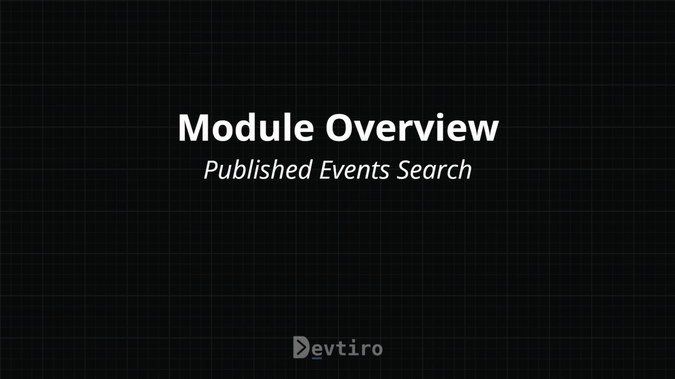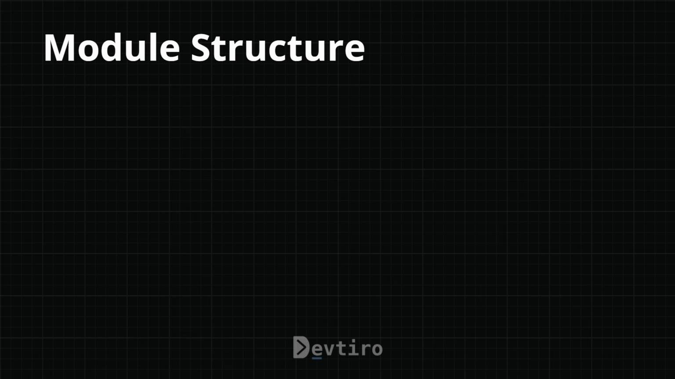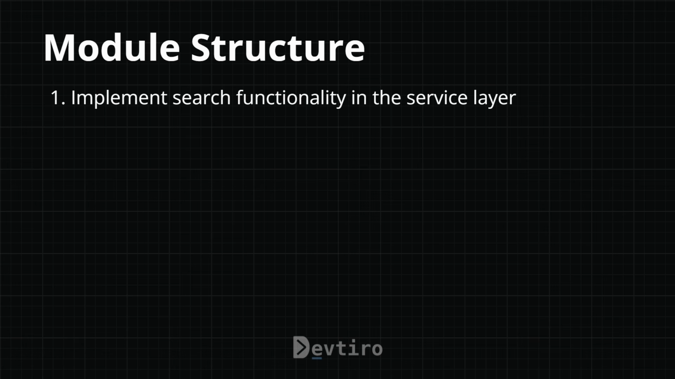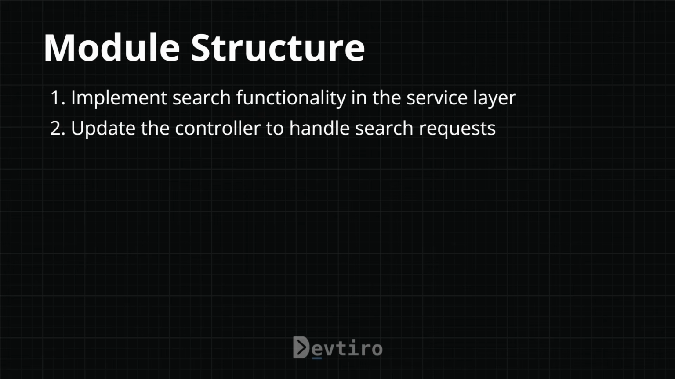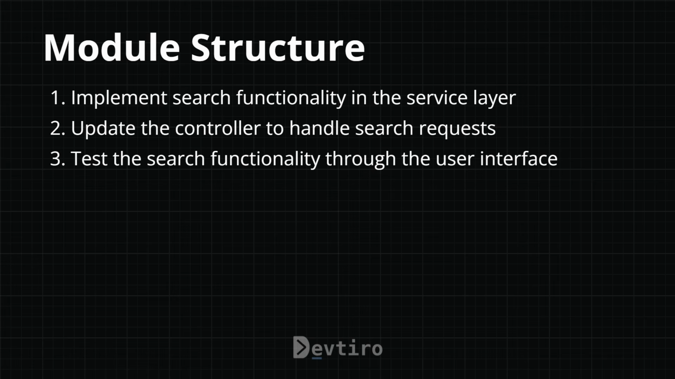In this module, we'll implement the published event search functionality. The module is structured like this. We'll start by implementing the search functionality in the service layer. We'll then update the controller to handle search requests, and then we'll test the search functionality through the user interface.